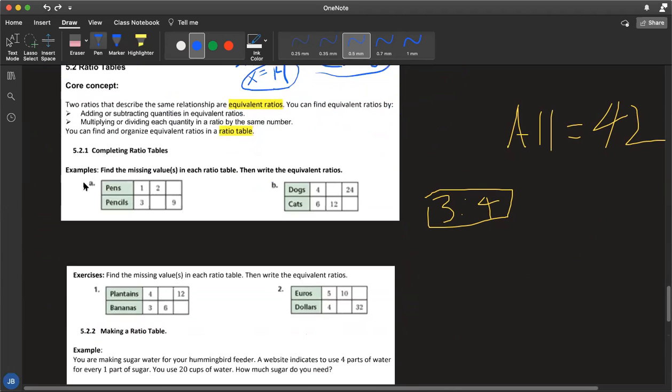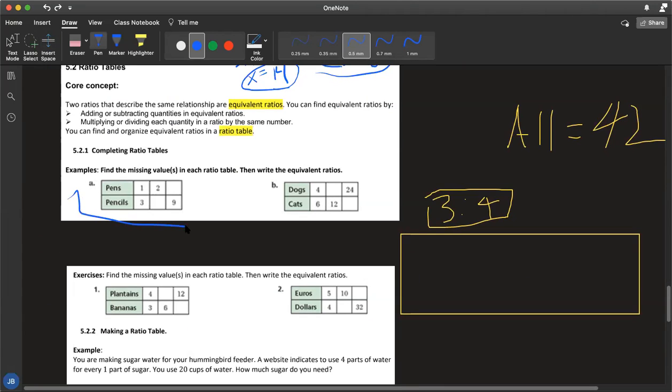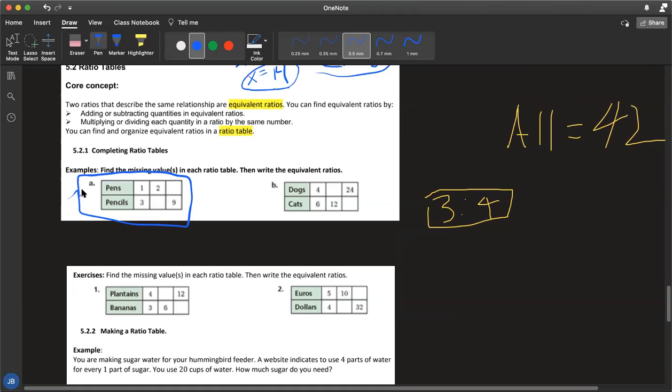So 2 ratios that describe the same relationship are called equivalent ratios. We can find equivalent ratios by adding or subtracting quantities in equivalent ratios, or by multiplying or dividing each quantity in a ratio by the same number. We can find and organize equivalent ratios in a ratio table. Does that make sense? So we're going to complete these tables.